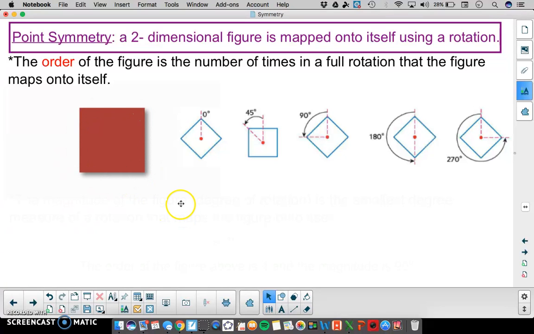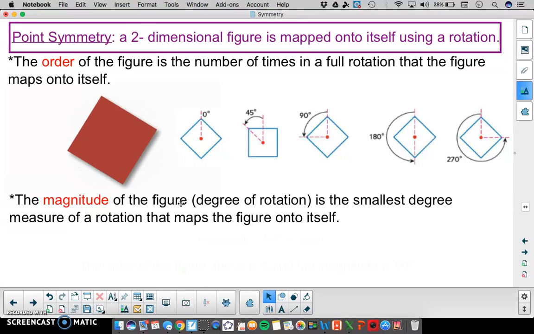We also need to consider what's called the magnitude. The magnitude of the figure, or the degree of rotation, is the smallest degree measure of a rotation that maps the figure onto itself. So we look and see as it's rotating, and where's the first time that it looks like itself again. So as we start here, 1, 2, and that would be a 90-degree rotation. So its magnitude would be 90 degrees.